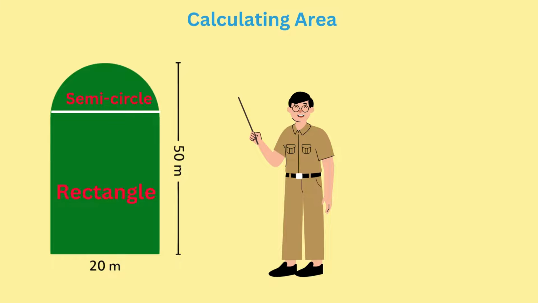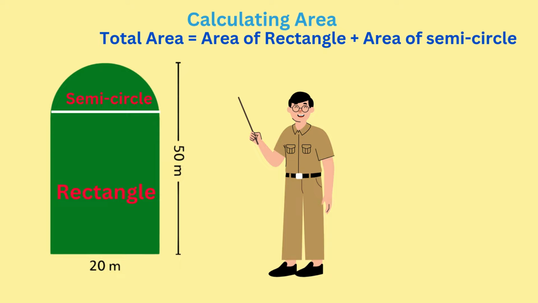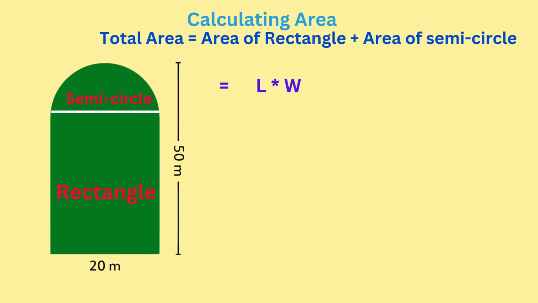If you guessed, finding the area of the semicircle and the area of the rectangle separately, then adding them, you are correct. To find the area of the rectangle, we multiply its length by its width. We know that the width is 20 meters, but we do not know the value for the length. Notice the diameter of the semicircle is the same as the width of the rectangle, which is 20 m. Now, the radius of the semicircle is half of the diameter, which is 10 meters.